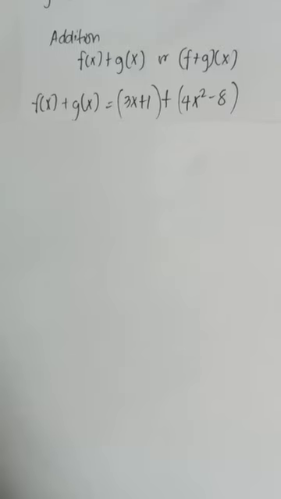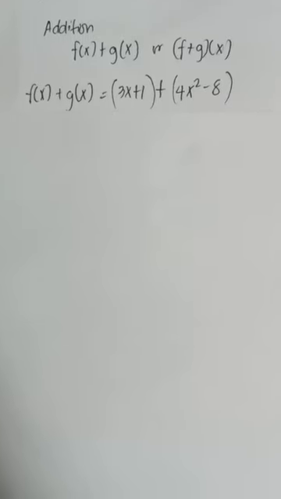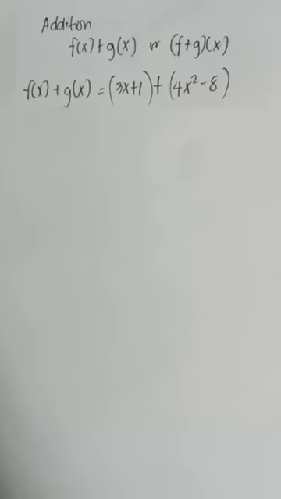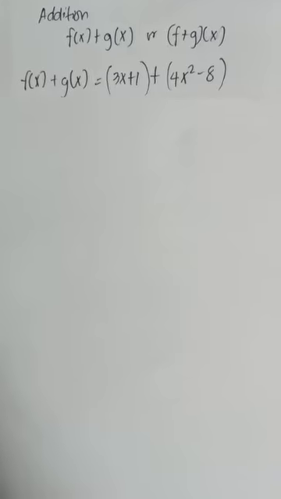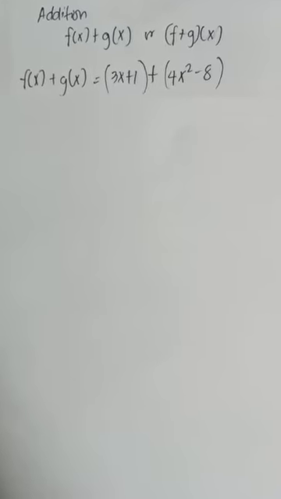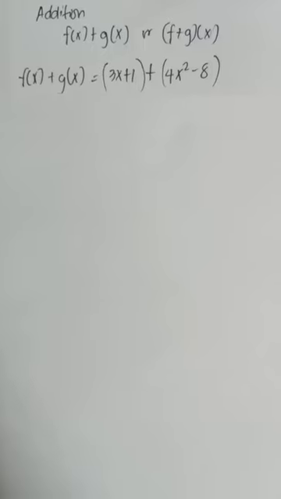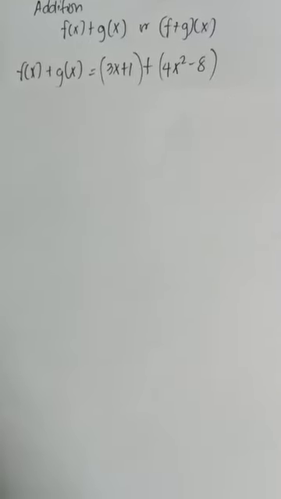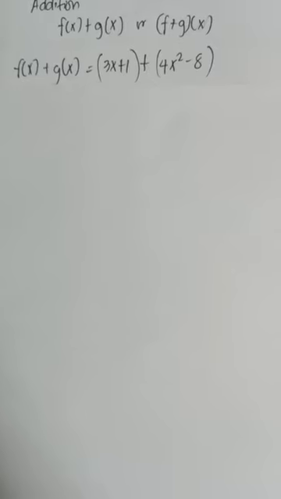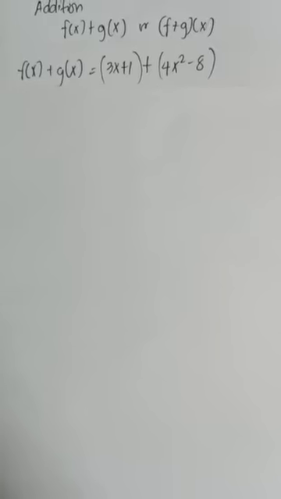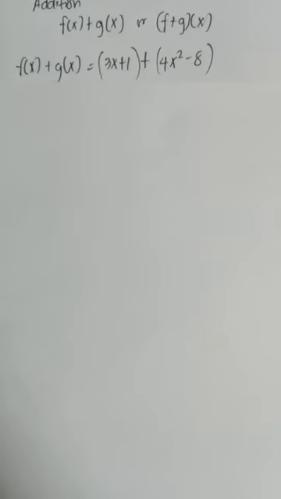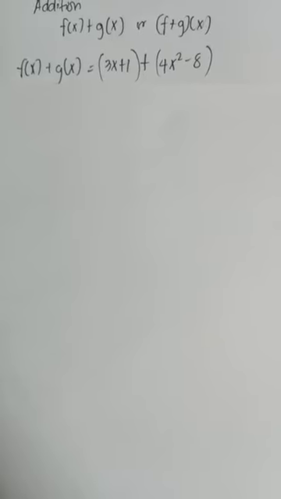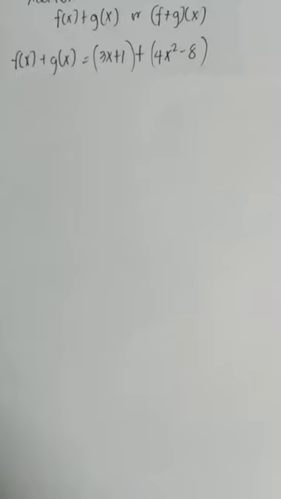First, you need to add the value of f of x, which is 3x plus 1, and g of x, which is 4x squared minus 8. Just add lang the same form kung sino yung nauna, who is the first, f of x. So write it down first, f of x, that is 3x plus 1, and then add to the g of x, which is 4x squared minus 8.